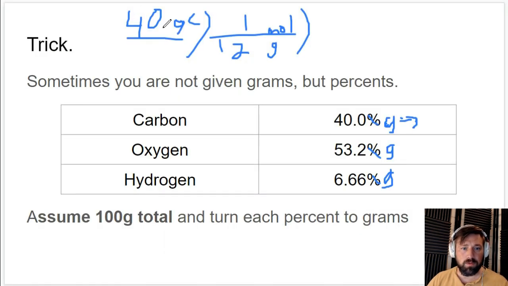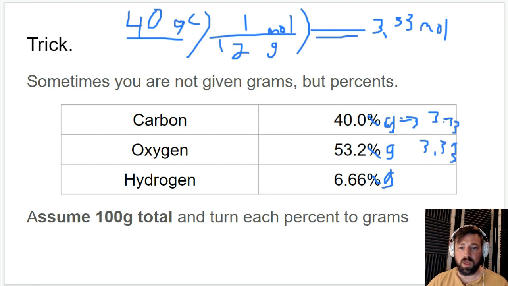From there, you can go through 40 divided by 12. So 40 divided by 12 is going to equal 3.33 moles. So we have that. Then you can do the same thing for oxygen and for hydrogen. I've already done this one, so I'm just going to let you know it's going to be 3.33, 3.33, and 6.66. So this is going to be the number of moles.